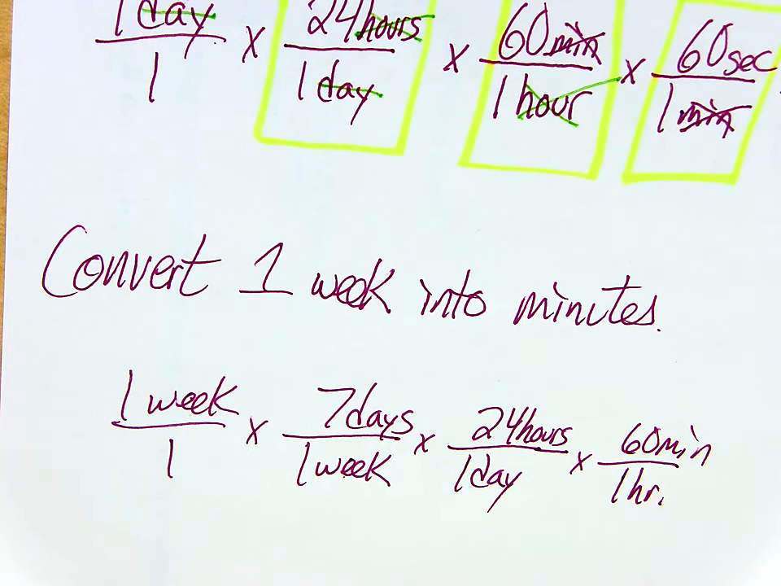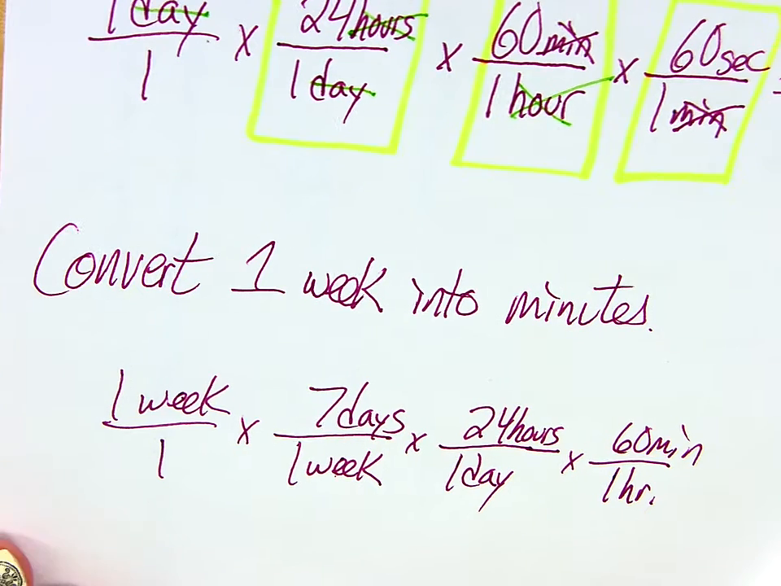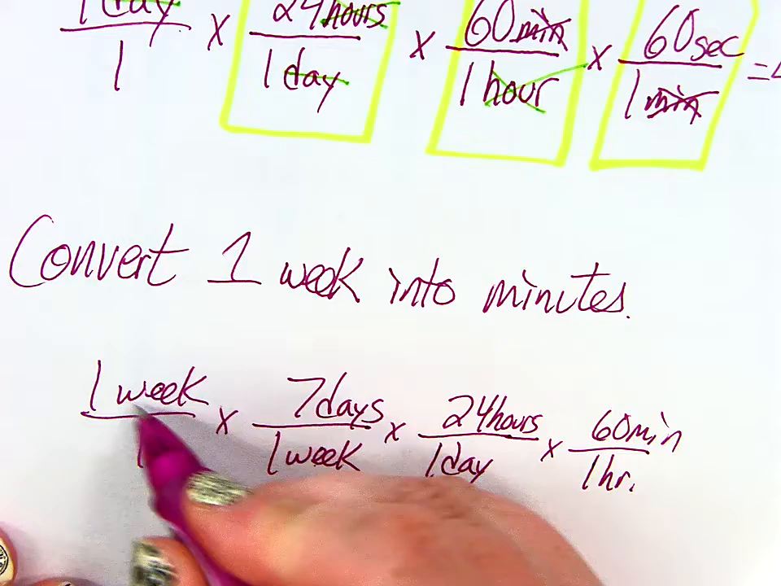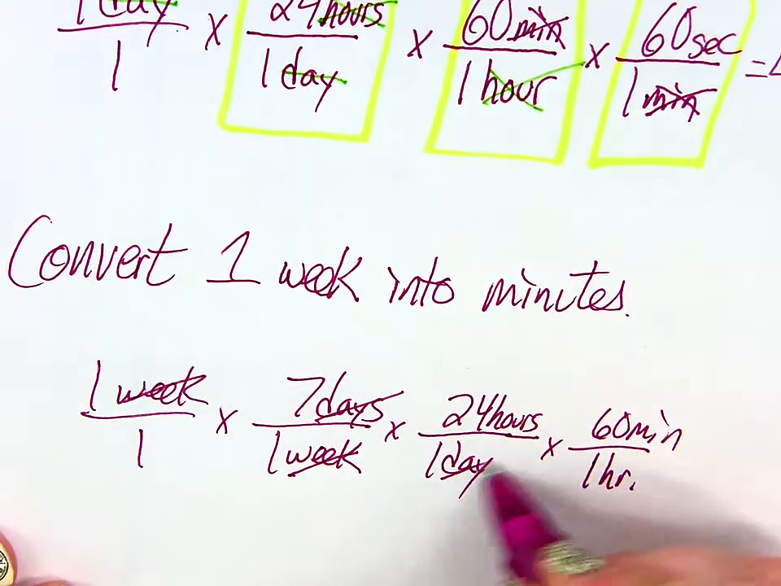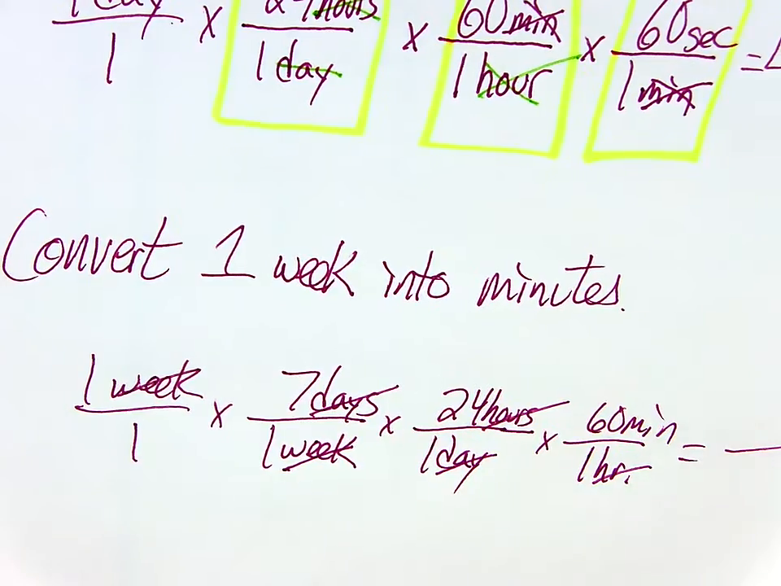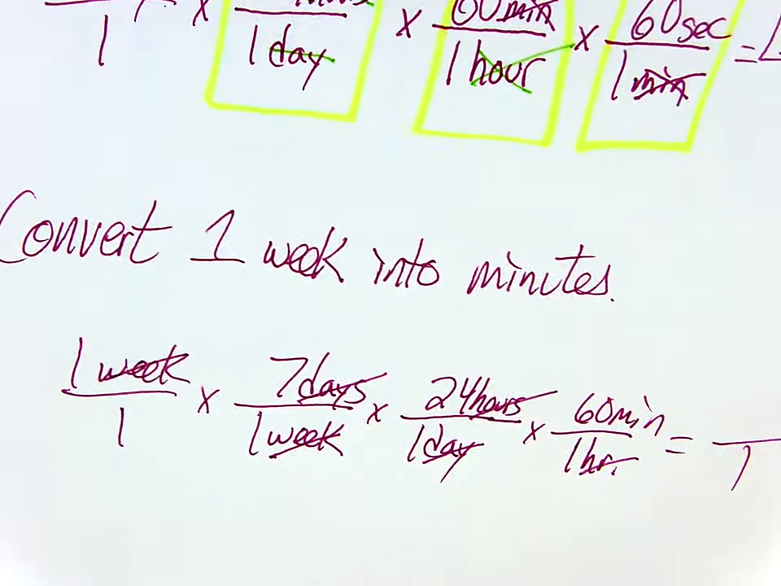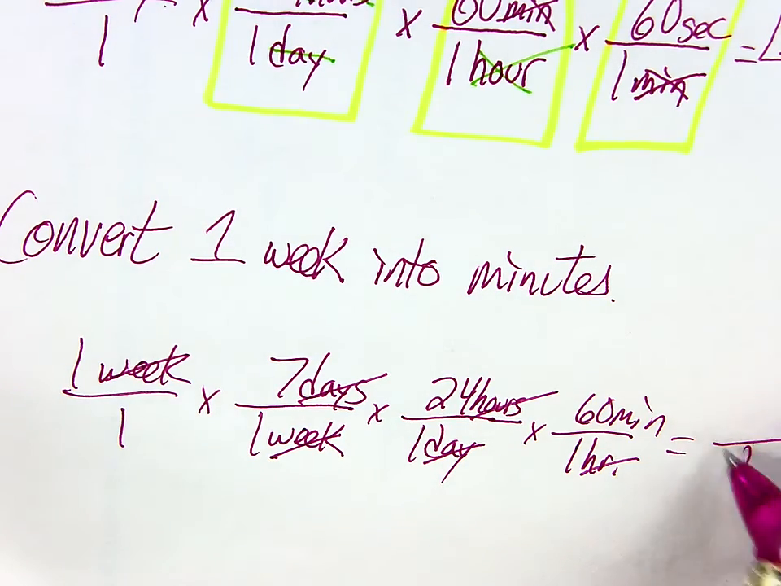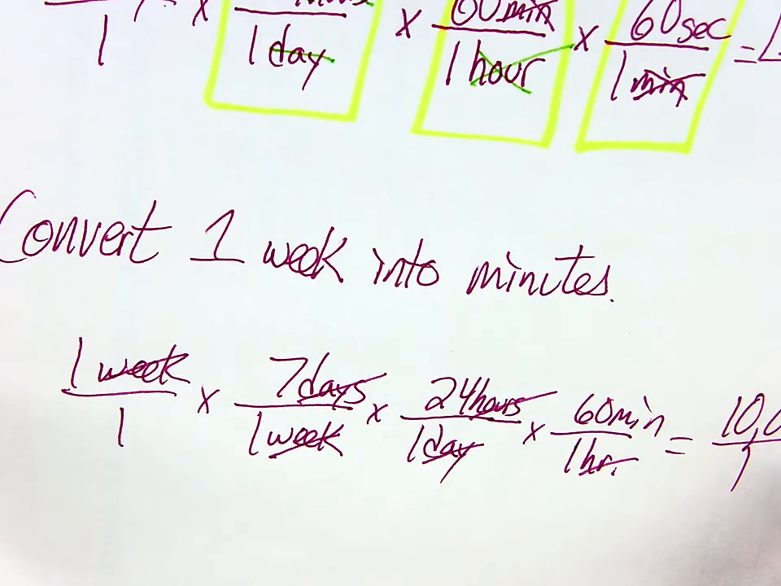Now I'm at the unit that I wanted. And I just double check and make sure that everything cancels out. Week with week, days with days, hours with hours. Awesome. So all I do is the math straight across. In this case, again, the denominator is 1. That will not always be the case. So 7 times 24 times 60. 10,080 minutes.